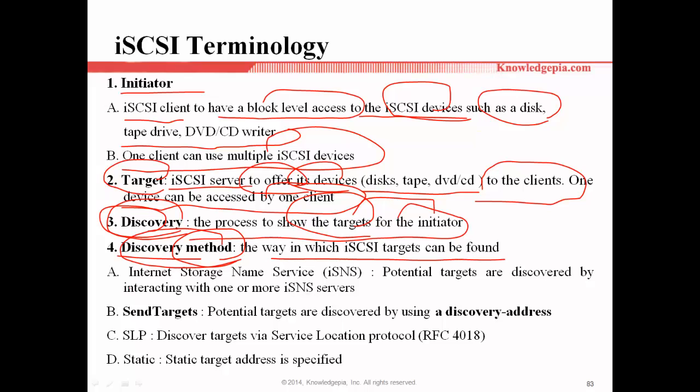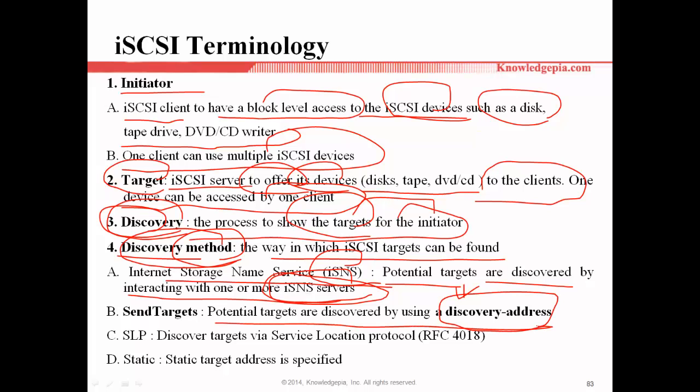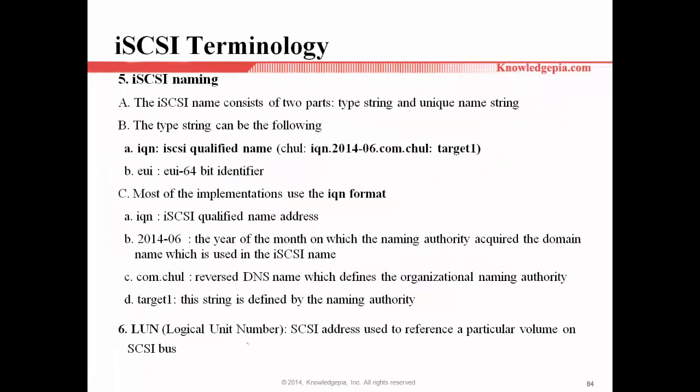First, iSNS means Internet Storage Name Service. Potential targets in the server are discovered by interacting with one or more iSNS servers. In this case, we have to use iSNS servers. The second is SendTargets. Potential targets are discovered by using a discovery address. In this video, I will use SendTargets with an IP address as the discovery address. And SLP and static can also be used as discovery methods.